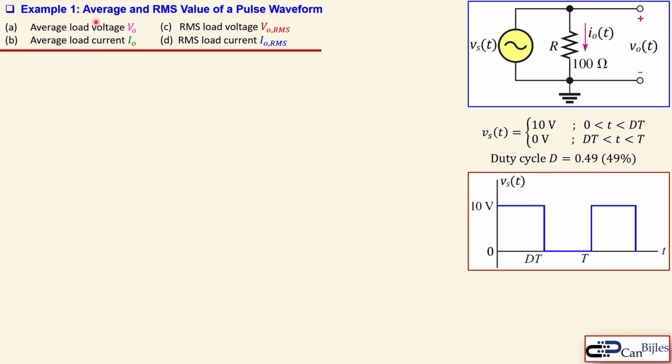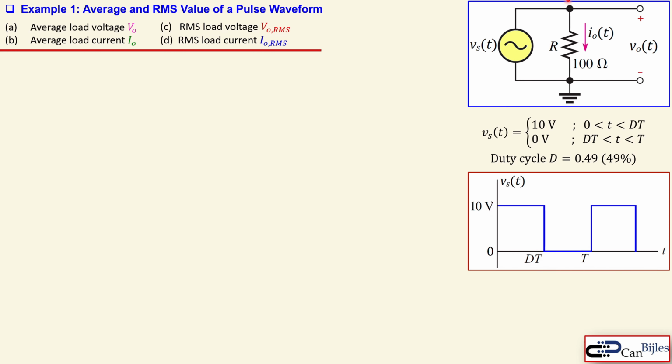The first example is very straightforward. We have one source here, which is the pulse given by this shape, which is 10 volts between 0 and dT, and d here is the duty cycle, given here as 0.49 or 49%. It is 0 volts for the rest of the period, so in one period we have a part which is 10 volts, and the other part is 0 volts.